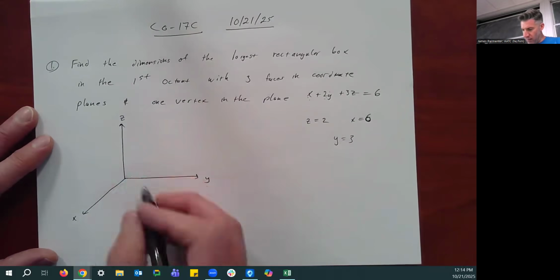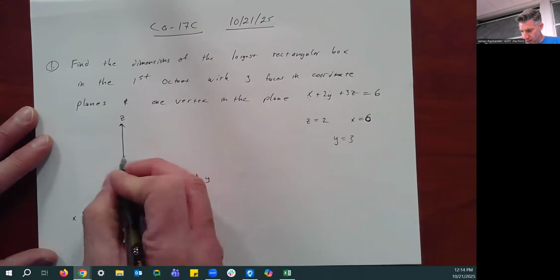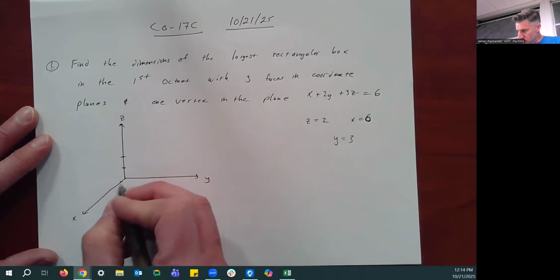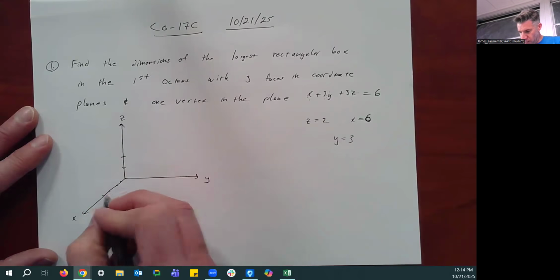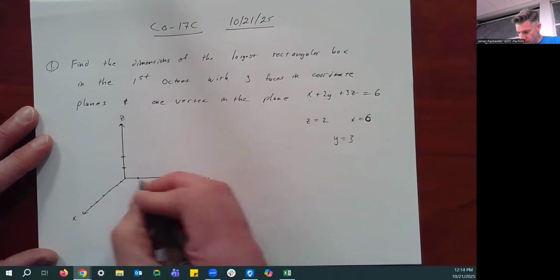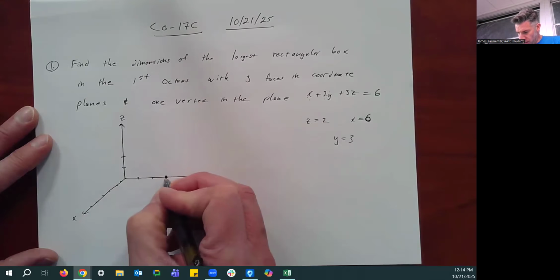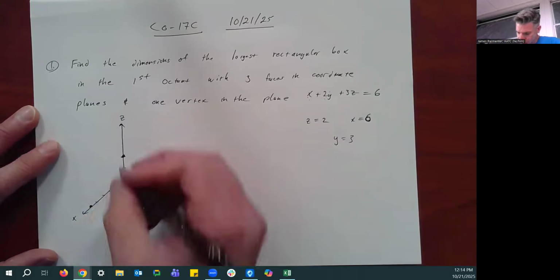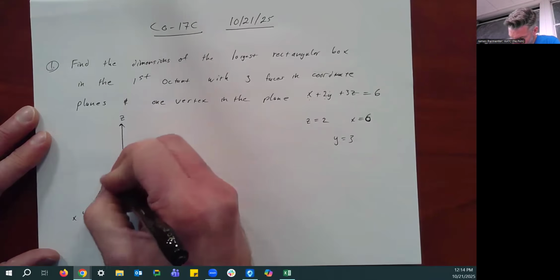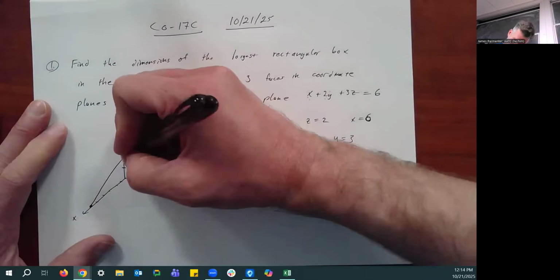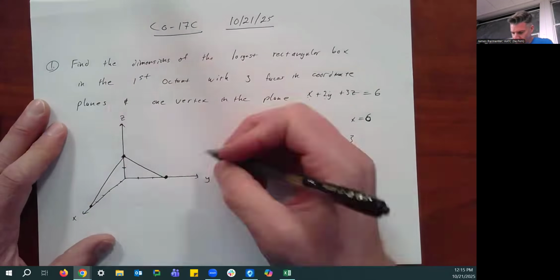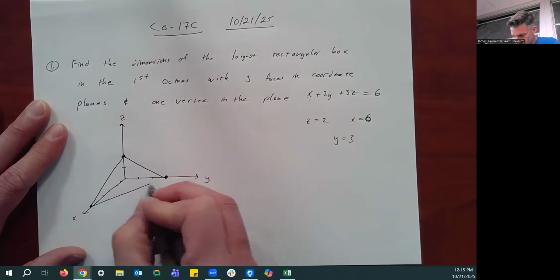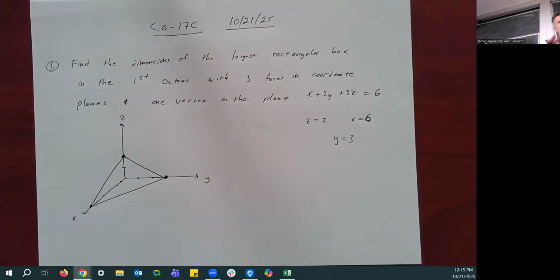So, trying to graph this somewhat decently, X is 1, 2, 3, 4, 5, 6, and Y is 1, 2, 3. Then we're just going to connect the dots. Somehow I lost my little ruler that I used to have. So here's part of the plane that we have the equation for. It obviously continues, slanting like this, but that's what we got.